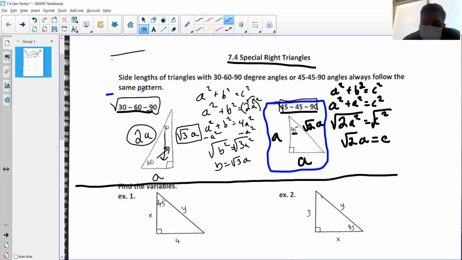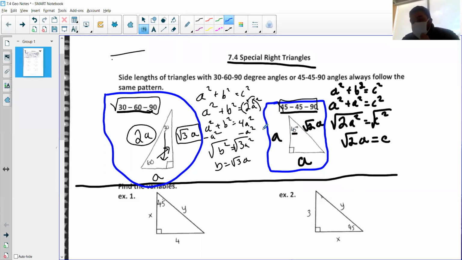And just like before, you don't need to know the proof or why it happens. You just need to know the rule. Across 30 is A, across 60 is root 3A, and across the hypotenuse is 2A. Notice that's different from root 2A. That's for 45, 45, 90. Okay, so we're just going to do the 8 problems here, and then we'll call it a day.